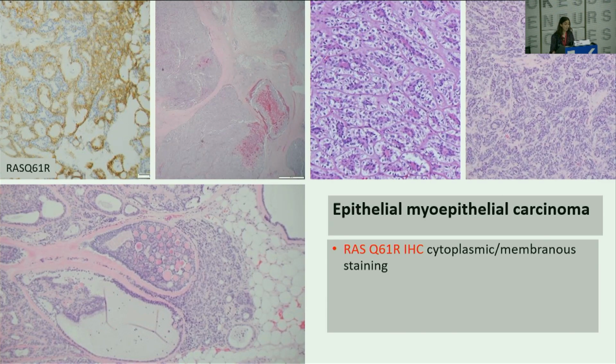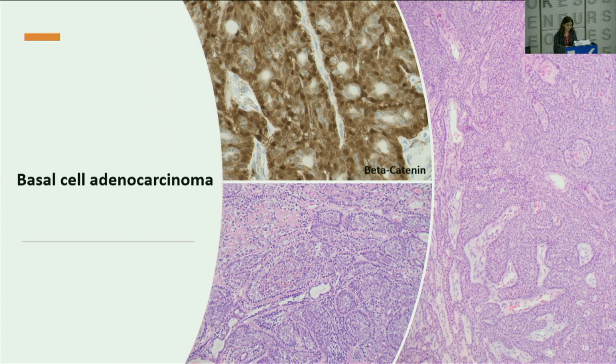As I mentioned, and as we saw before, epithelial myoepithelial carcinoma can have the HRAS Q61R mutation in around 60% of the cases, and the immunostain for RAS can be quite helpful in differentiating epithelial myoepithelial carcinoma from adenoid cystic carcinoma.